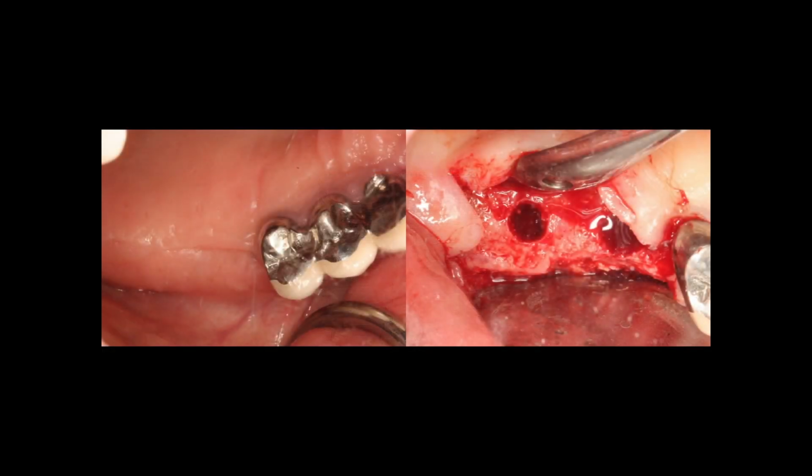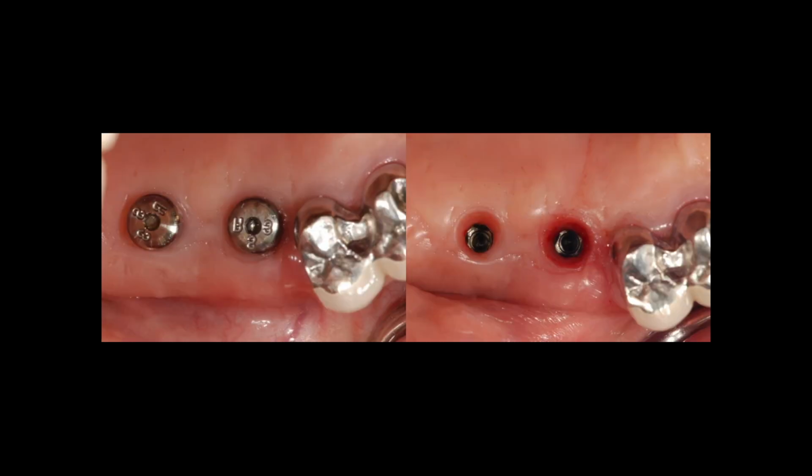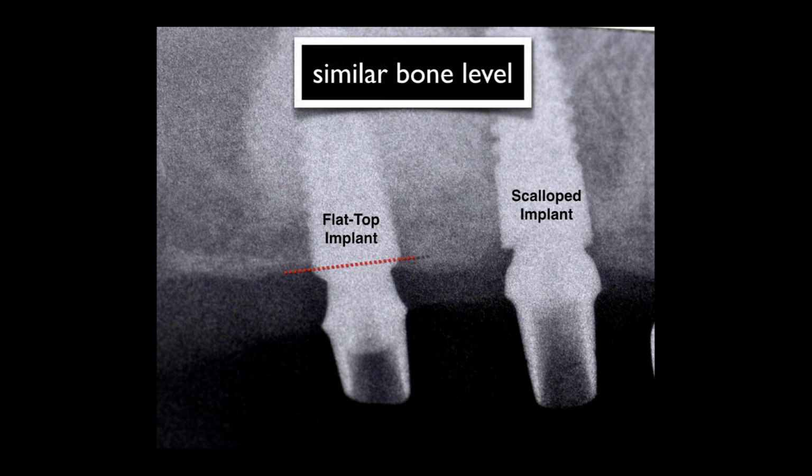Two implants were planned and prepared in right maxillary posterior area. One scalloped implant and one flat-top implant were placed. 6 months of healing was allowed for both implants before starting restorations. Both implants, flat-top and scalloped implants that have microthreads and platform switching connection, show similar level of bone remodeling response.